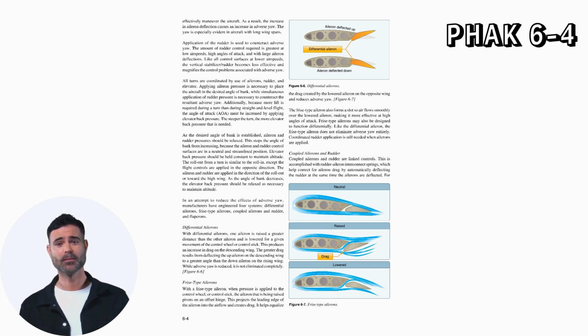Frise-type ailerons. With a Frise-type aileron, when pressure is applied to the control wheel or control stick, the aileron that is being raised pivots on an offset hinge. This projects the leading edge of the aileron into the airflow and creates drag. It helps equalize the drag created by the lowered aileron on the opposite wing and reduces adverse yaw. The Frise-type aileron also forms a slot so air flows smoothly over the lowered aileron, making it more effective at high angles of attack.